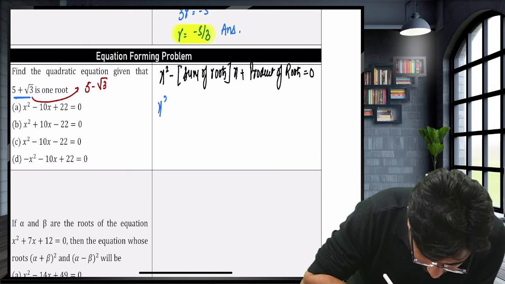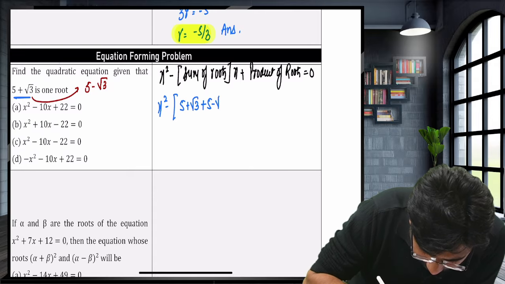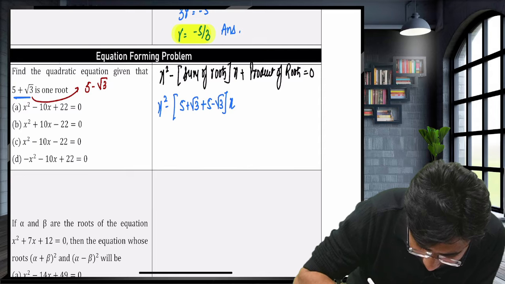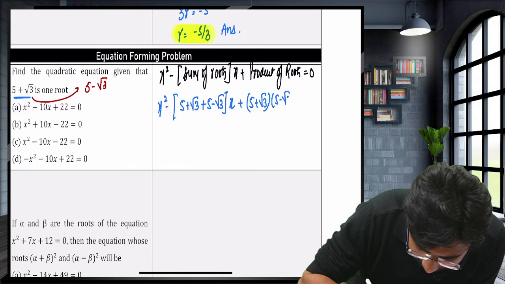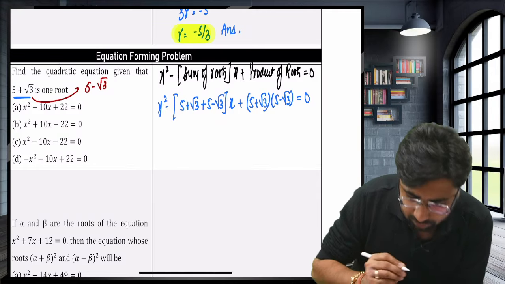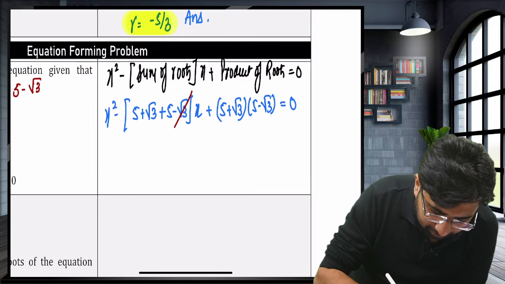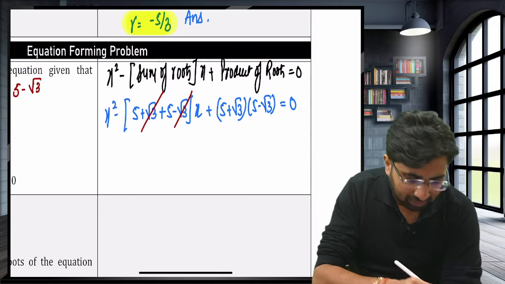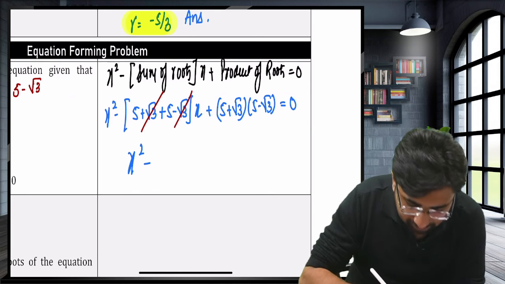So guys, x square minus sum of the roots, one root is 5 plus root 3, another root is 5 minus root 3, multiply by x plus product, 5 plus root 3 multiply by 5 minus root 3 is equals to 0. Everybody, let's open this. Root 3 plus root 3 minus root 3 will cancel. You will have x square minus 5 plus 5, 10x.